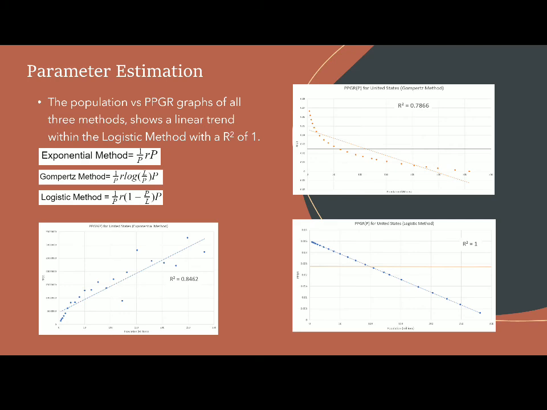In the top right, you can see the Gompertz method model. It is shown using the equation 1 over P times R times log of 1 over P times P. Here, the R squared value is a little lower, but it's still good at 0.7866, and it has a good trend down. But when comparing it to the logistic model, found with 1 over P times R times 1 minus P over L times P, it has a better linear negative trend with a perfect R squared value of 1.